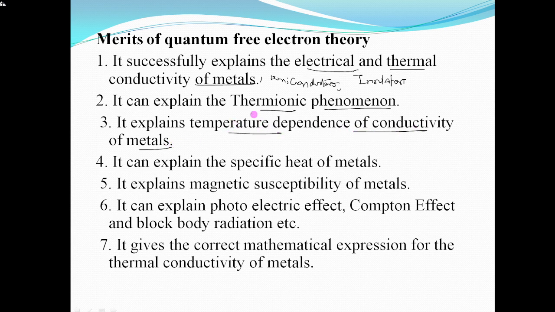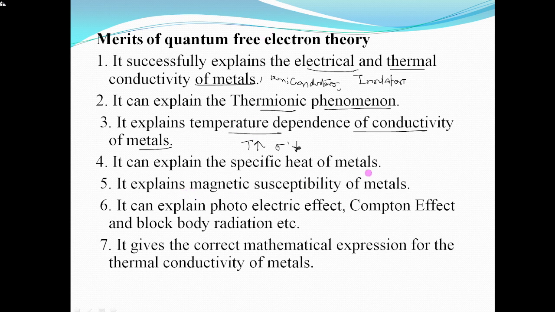So see here, when temperature increases, what happens to conductivity in metals? Conductivity decreases. Why does it decrease? Due to collisions. So when electrons collide, what happens? Its conductivity decreases, resistivity increases. So this can be explained by quantum free electron theory.